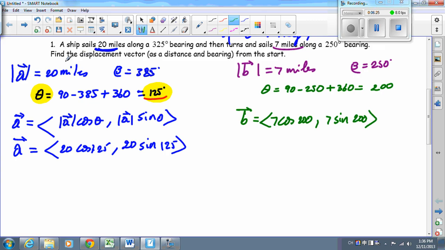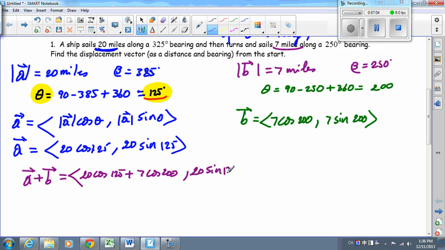Well, my goal is to find the displacement vector. The displacement vector is actually the sum of these two vectors, because this one is giving me one direction, this one is giving me another direction. So my goal is to find A plus B, and we know already how to add two vectors. A plus B is equal to the first value here, which is 20 cosine of 125, plus the first value here, which is 7 cosine of 200. And this we have now 20 sine of 125 plus 7 sine of 200.